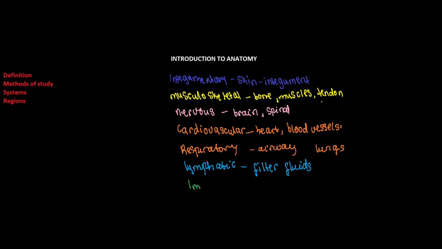The next system we'll be considering is the immune system. Immunity has to do with the ability of the body to resist diseases. So the immune system is responsible for this resistance, and it's made of white blood cells and proteins that help to fight against pathogens, and these pathogens could be viruses, bacteria, and so on.